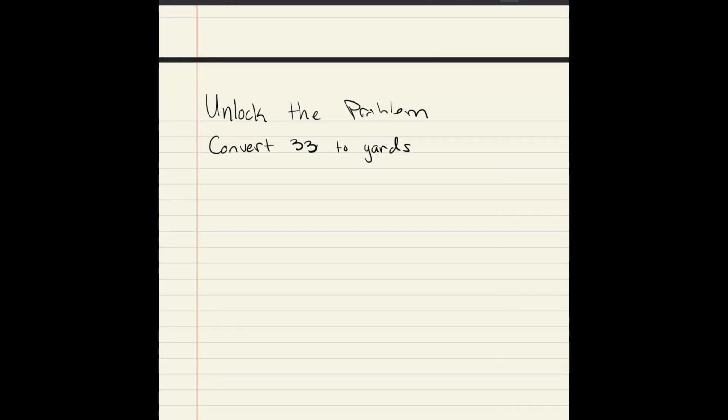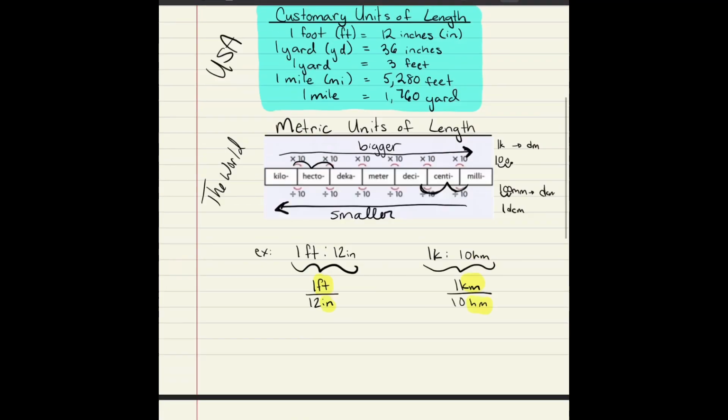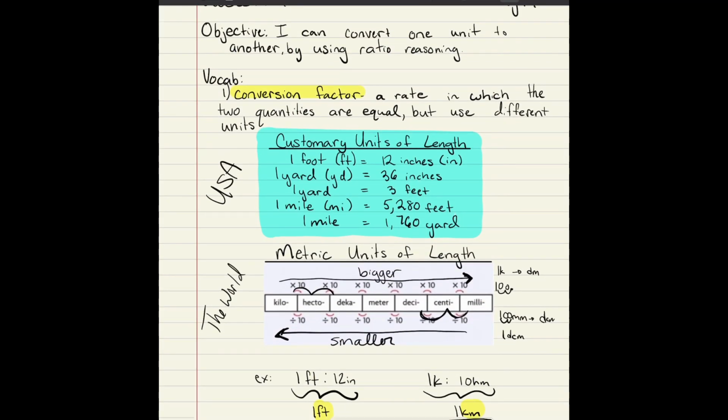All right, let's do our unlock the problem. So we need to convert 33 feet to yards. So let's start by looking at what we have. We have 33 feet and we're finding yards. So let's look at our conversion chart. And we can see here which one of these would work best. Well, here it says 1 yard is to 3 feet, so this is going to help us.